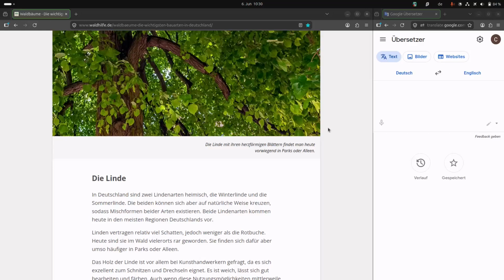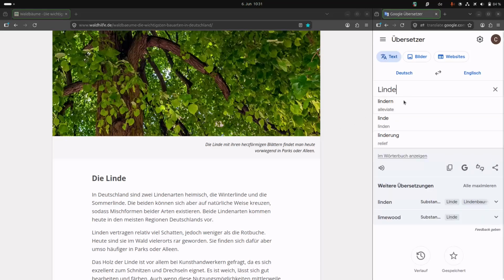Today we cover the Linde, or in English I think it's called basswood. Let me just check. Linde should be called basswood, or linewood. Let's just start. As always, I'm going to translate the words in the English sentence structure, and we're going to translate the entire sentence.